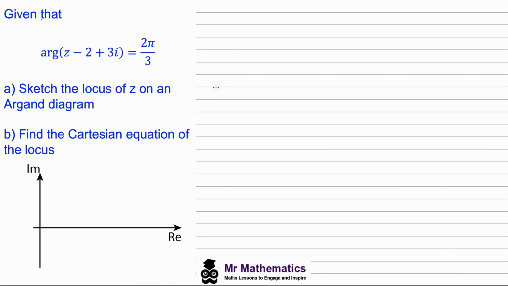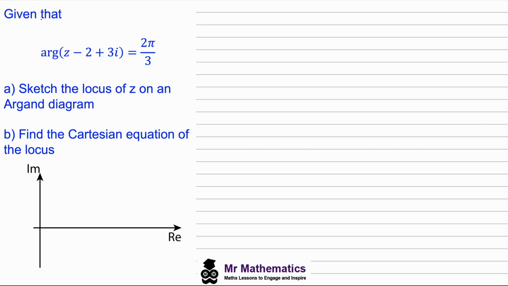Hi, so in this video we're going to continue looking at the loci of complex numbers. In particular, we're going to look at the locus of a half-line, and then we're going to find the Cartesian equation of that half-line. We're given that the argument of z minus 2 plus 3i, where z is a general complex number and this is a fixed point, is equal to 2 pi over 3. We've been asked to sketch its locus and then to find the Cartesian equation of that locus.